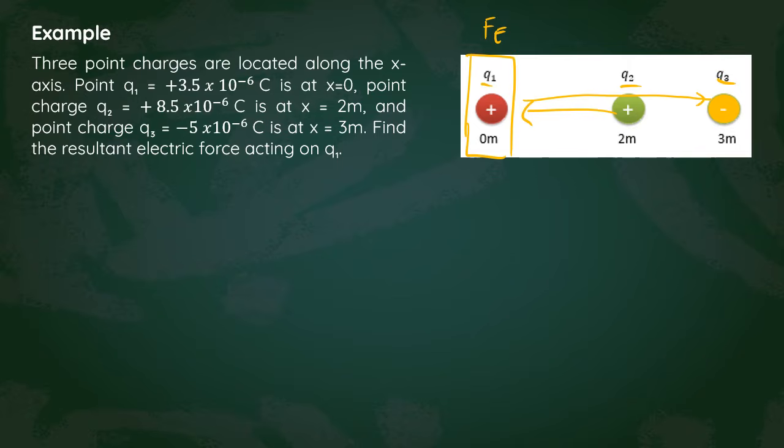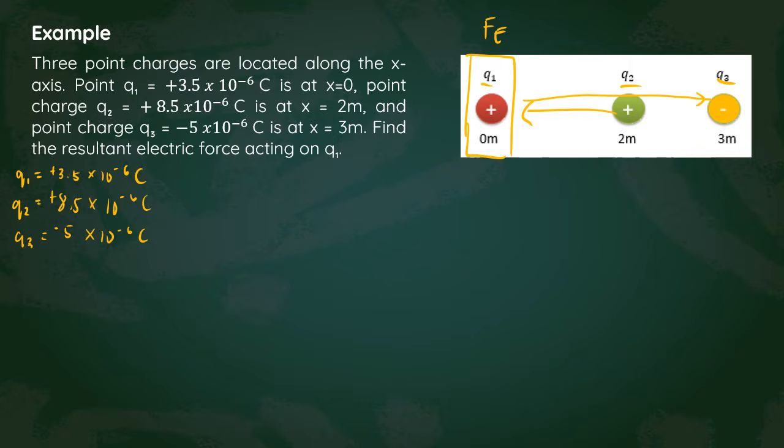So how do we go about our solution here? Of course, we need to identify our given values. You have Q1, which is positive 3.5 times 10 raised to negative 6 coulombs. You have your Q2, which is positive 8.5 times 10 raised to negative 6 coulombs. And Q3, that's negative 5 times 10 raised to negative 6 coulombs.